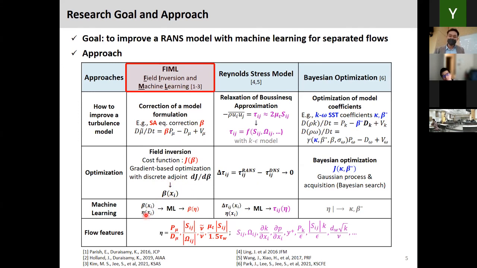And we can use the machine learning technique to get the relationship between the flow features, eta, some examples of which are given at the bottom, and this beta, the correction term for a given turbulence model. By the way, this method was suggested by Karthik Duraisamy's group at the University of Michigan about 4 or 5 years ago. We started learning this method at the beginning of this year, and we are applying it to separated flow.